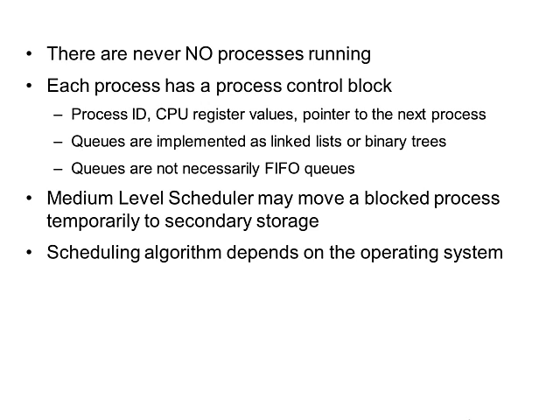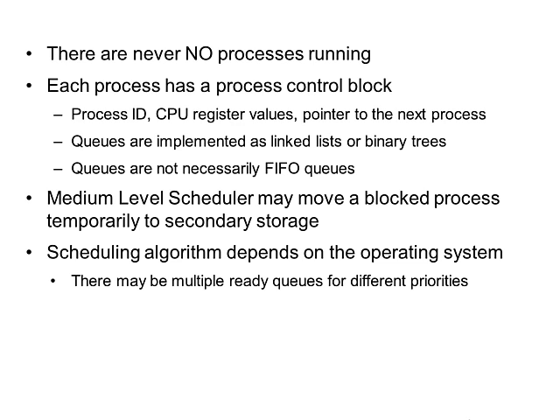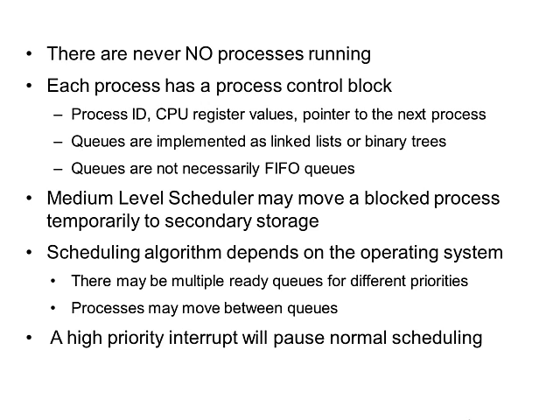The scheduling algorithm depends very much on the operating system. In fact, there might be multiple ready queues for processes of different priorities. Windows uses a round-robin scheduling system with multi-level feedback queues. This means that processes can move between queues depending on how long they've been waiting. And finally, a high-priority interrupt will pause normal scheduling.